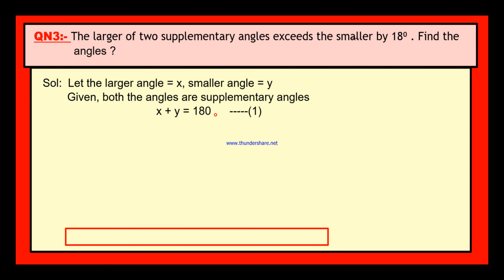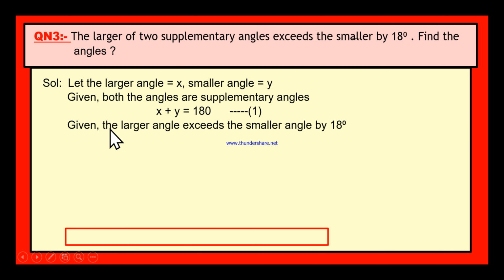Now the second equation, the larger angle exceeds the smaller by 18 degrees. The larger angle exceeds the smaller angle by 18 degrees. Means x minus y, the difference of both the angles, is equal to 18. x minus y is equal to 18. It is the second equation. Now we have to solve both the equations and we have to find the values of x and y.